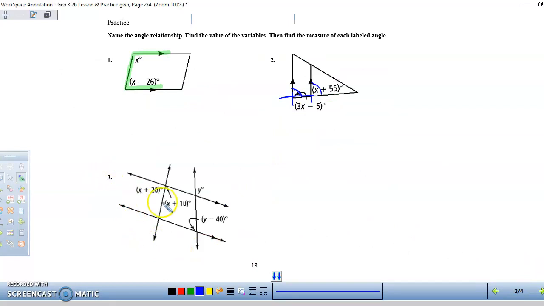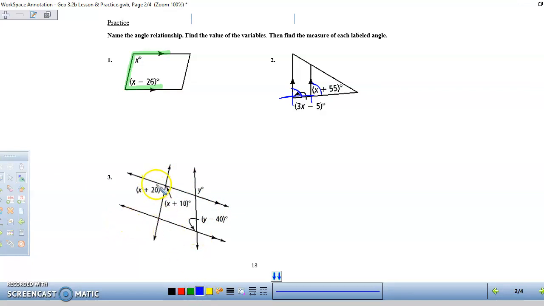Okay, number 3. So this one makes it a little more difficult. You got to think a little bit more for this. So we have a bunch of angles named. We only have this one set of parallels. Okay, these other ones are not parallel. But let's just look at the x's to start with.